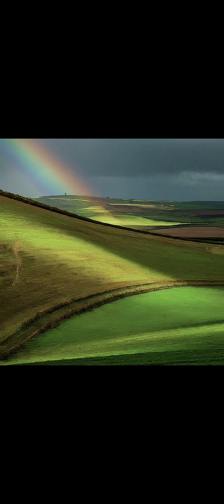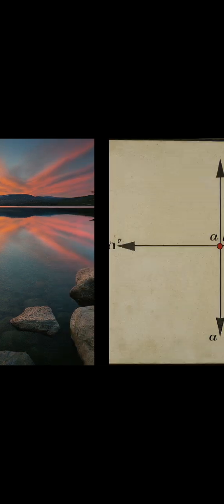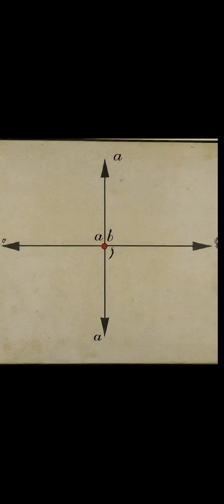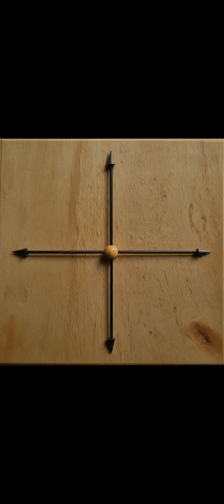Loci related to polygons. 21. Triangle. A 3-sided polygon. 22. Quadrilateral. A 4-sided polygon. 23. Parallelogram. A quadrilateral with opposite sides parallel. 24. Rectangle. A parallelogram with 4 right angles. 25. Square. A rectangle with all sides congruent.